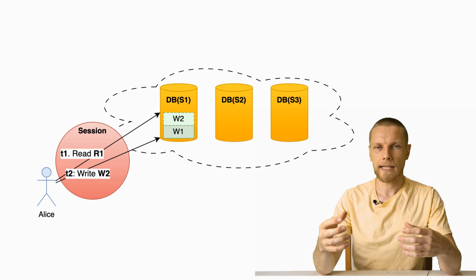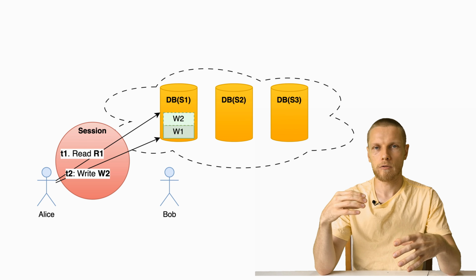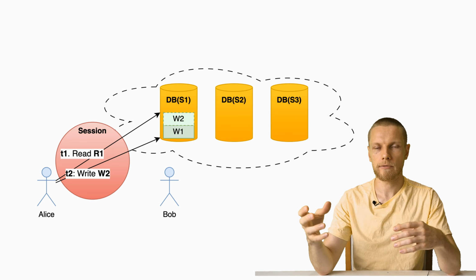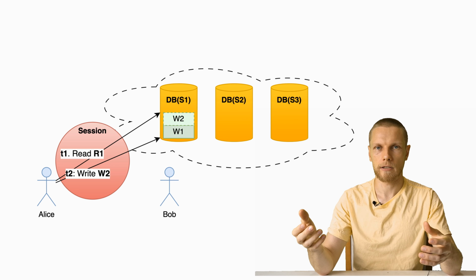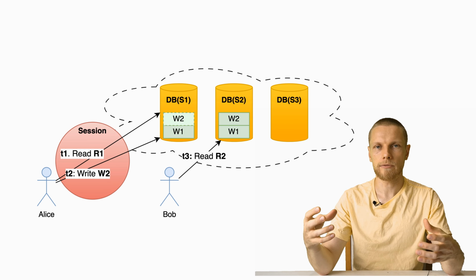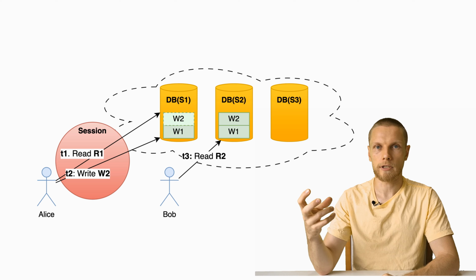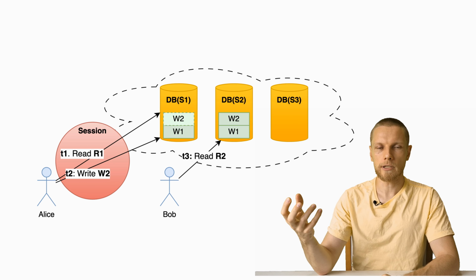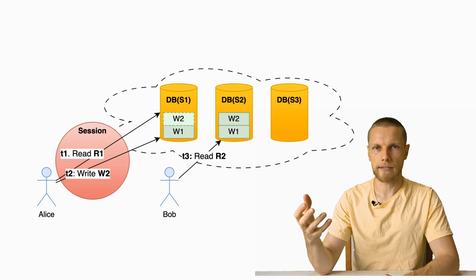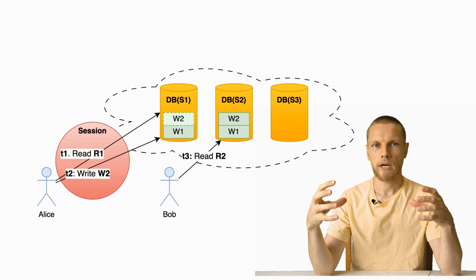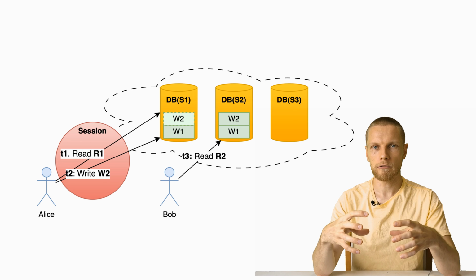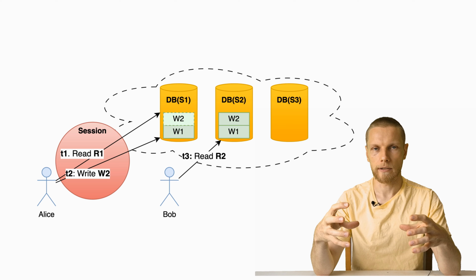This restriction is not applied only to one session. It applies to all possible reads from all possible clients. For example, here we have a client named Bob who makes a read from server 2, and server 2 contains both W1 and W2. So when Bob makes the read, he sees the results of both writes, and thus the write follows read guarantee is satisfied because when Bob sees W2, he also sees W1.